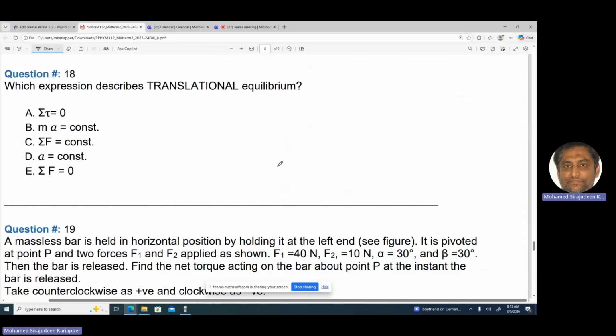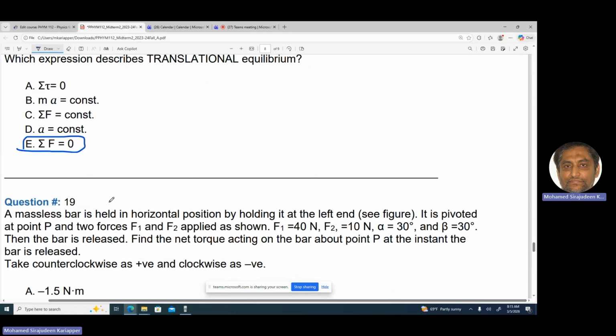Let me get him out of the way. So this is a statement question, easy one. You know what is translational equilibrium? What is rotational equilibrium? Condition for translational equilibrium is, what is the answer? C, right? No, sorry, E. Not constant. Net force is 0. If the question is rotational, what is the answer? A. Right. Yeah.